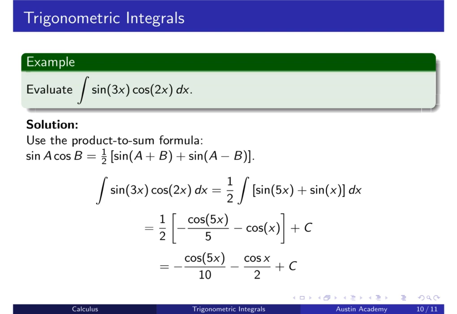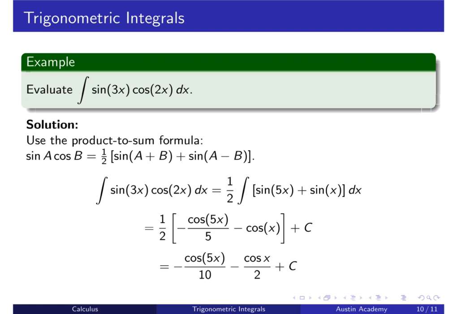Example 3. Evaluate the integral of sine of 3x times cosine of 2x. Step 1. Use the product to sum identity. Sine a cosine b equals 1/2 times sine of a plus b, plus sine of a minus b, that's 1/2 times sine of 5x plus sine of x.